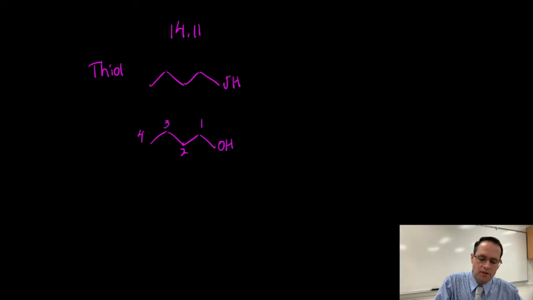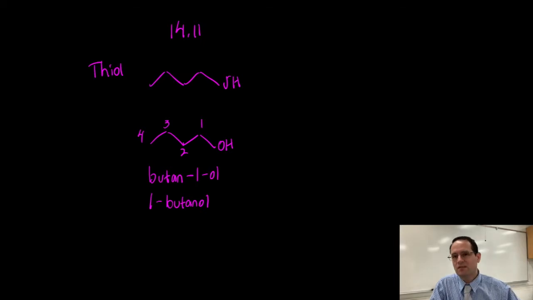we know we number the longest carbon chain so that the OH has priority. So this is called 1-butanol or butan-1-ol. I prefer to name it 1-butanol because it sounds less awkward and it's actually conversational friendly, 1-butanol. Now the thiol, we would name it exactly the same, except it would be ending with thiol instead of ol.